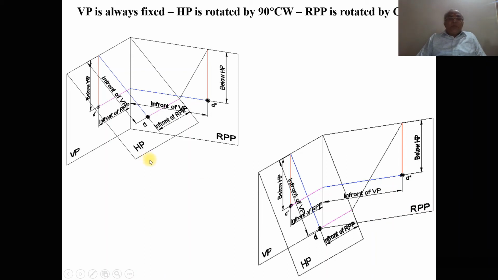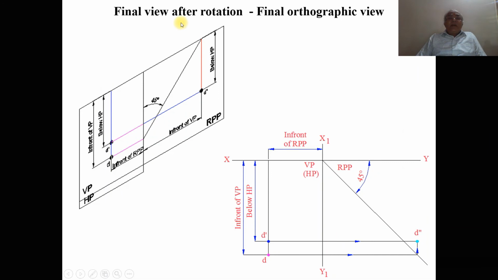Now, here in the final view after the rotation, both VP and HP will be overlapping and the right profile plane will be here. Below and in front of RPP is seen in both VP and HP. So you take from this the in front of RPP, and the below HP distance is going to be here on the vertical plane. It becomes the front view. And in front of VP is on HP, which means it is the top view. So you are going to get small d.